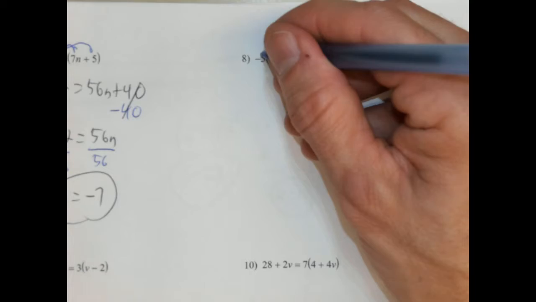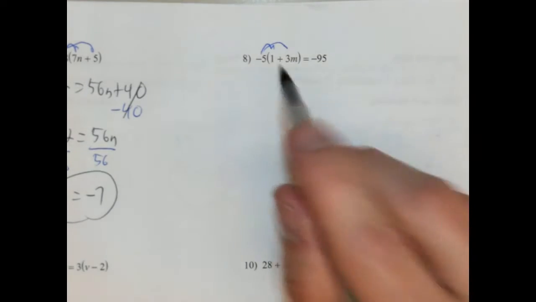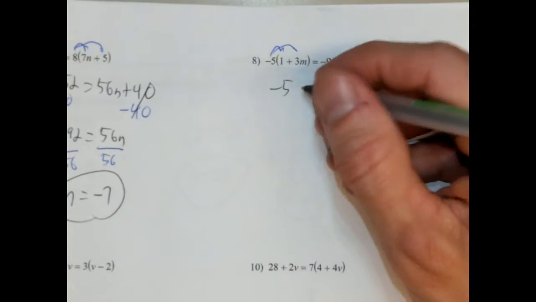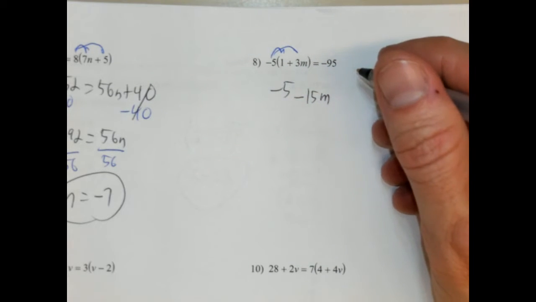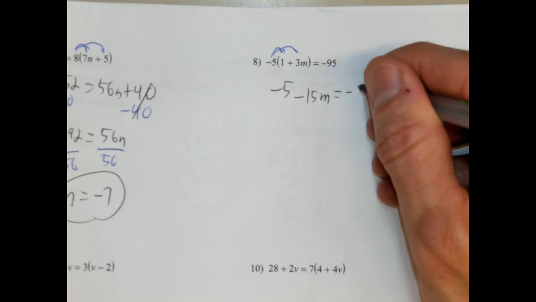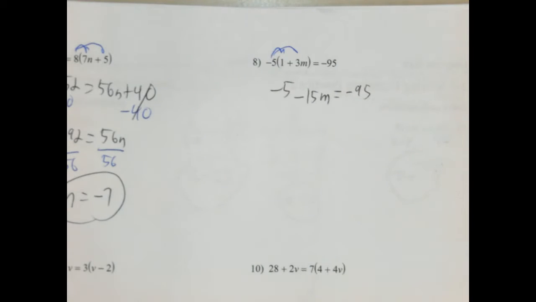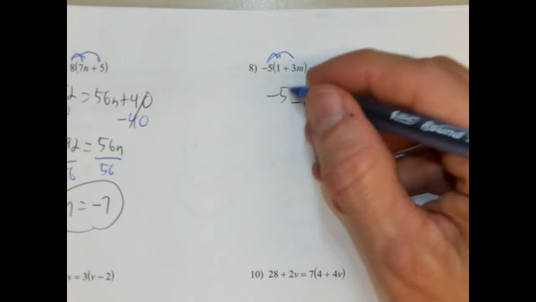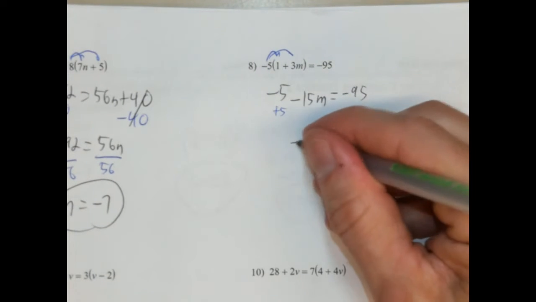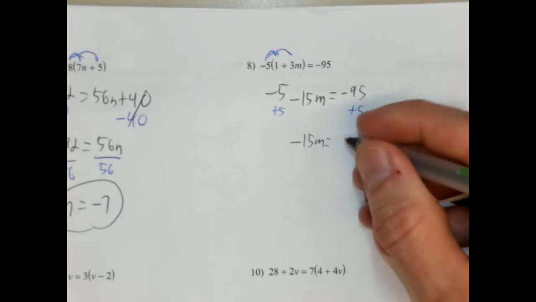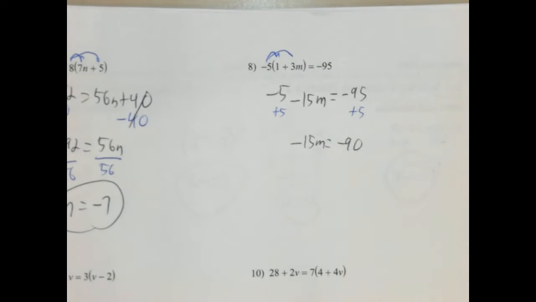We're going to distribute this negative 5. Negative 5 times 1 is negative 5. Negative 5 times positive 3m is negative 15m. Equals negative 95. We're going to add 5 to both sides. Negative 15m equals negative 90.